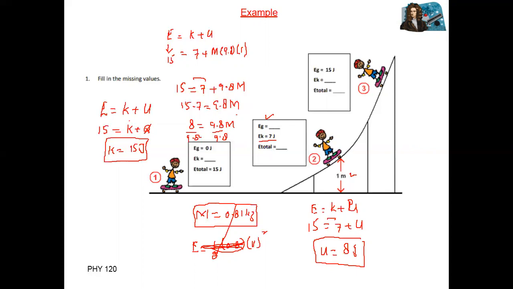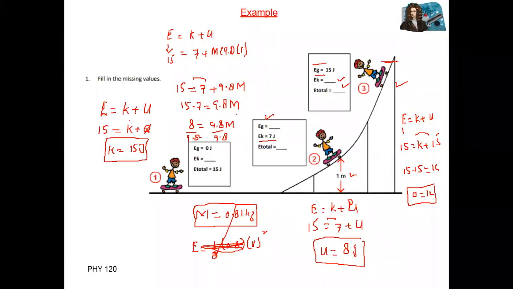Same, we can find the total energy and kinetic energy at position 3. Try this one, you can solve it. Same using this formula, total energy equal to kinetic plus potential energy, where potential energy is given 15. We know total energy is 15. If you transfer 15 to this side, 15 minus 15 equal to kinetic energy. Kinetic is 0. Why? Because this is maximum height. At maximum height, the body is at rest.